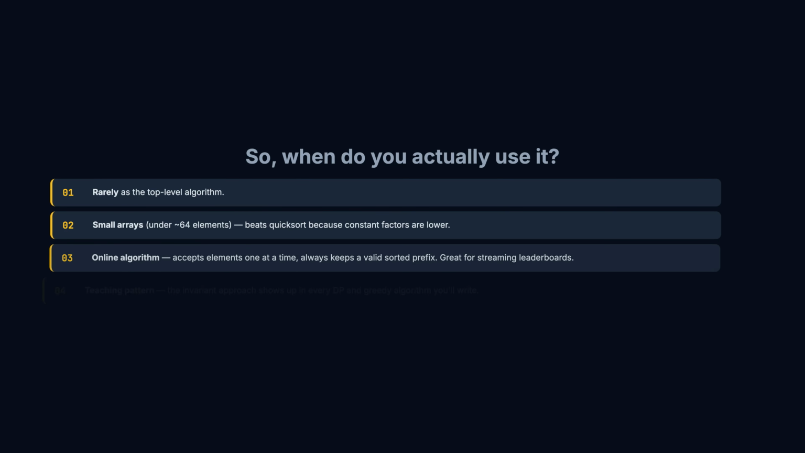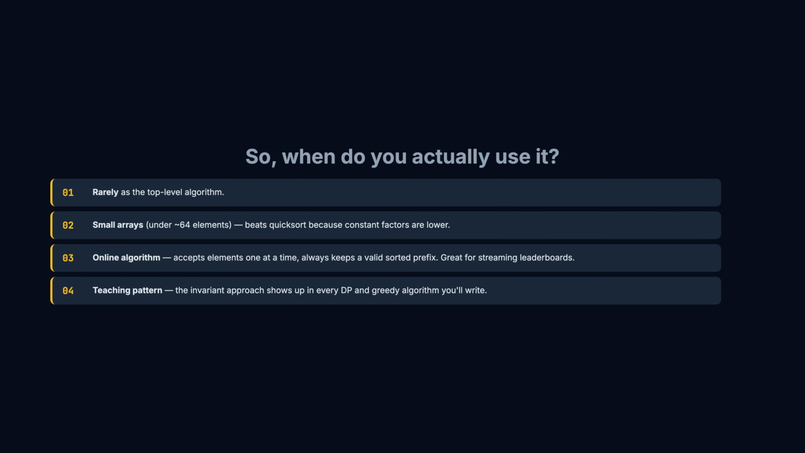So when do you actually use insertion sort? Rarely as the top-level algorithm. But on small arrays, say under 64 elements, it beats quicksort because the constant factors are lower. It also has a unique property. It is an online algorithm. You can feed it elements one at a time, and the sorted prefix is always valid. Useful for streaming data, real-time scoring, leaderboard updates. And it is a clear teaching example of the invariant pattern that underlies every serious algorithm you will ever write.